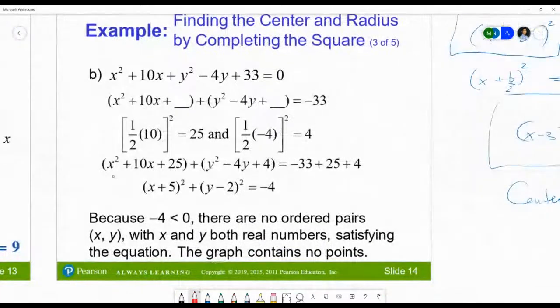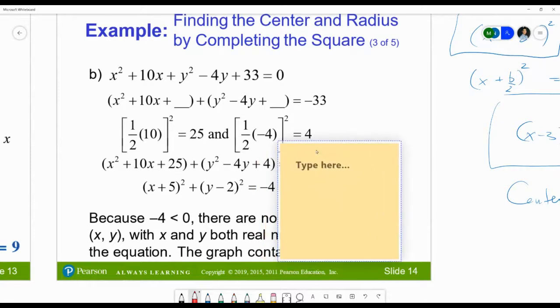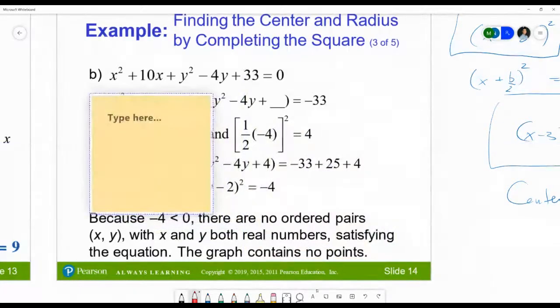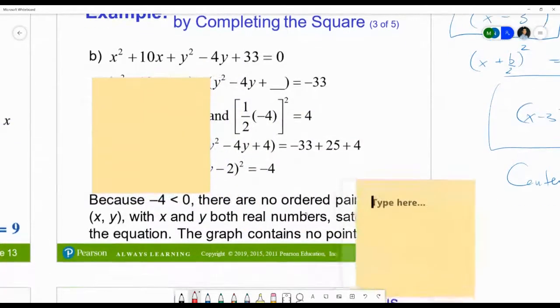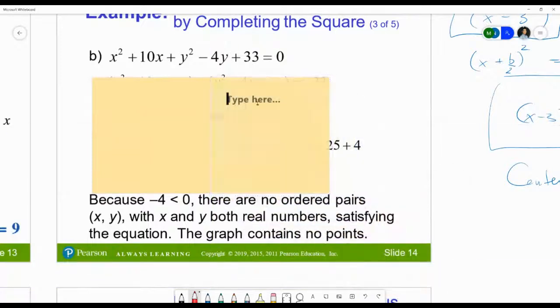Okay, second example. I'll give you guys some time to try this. Go ahead and try to complete the square. You can work somewhere out here if you like.